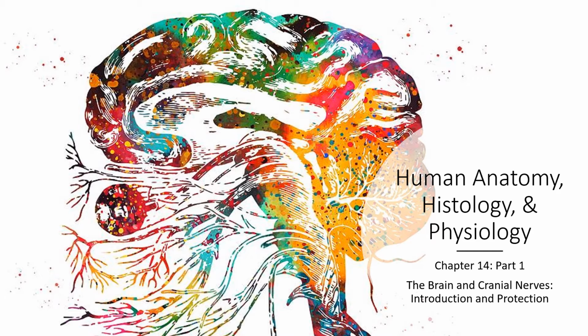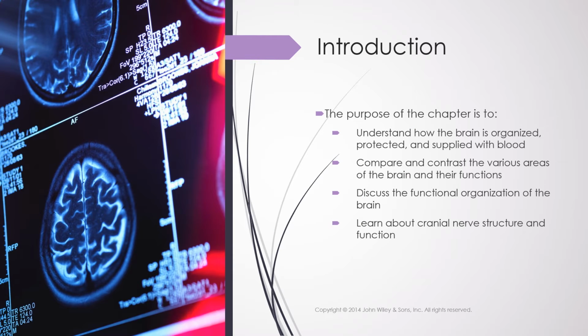This is going to begin chapter 14, which is the brain and the cranial nerves. In this video, we're just going to be looking at an introduction to this chapter, and then also looking at the types of protection the central nervous system has. The purpose of this chapter is pretty much just looking at the central nervous system as a whole. We're going to look at how the brain is organized, how it's protected, and where we get our blood supply from. We're going to look at the different parts of the brain and their functions, and then also talk about the cranial nerves.